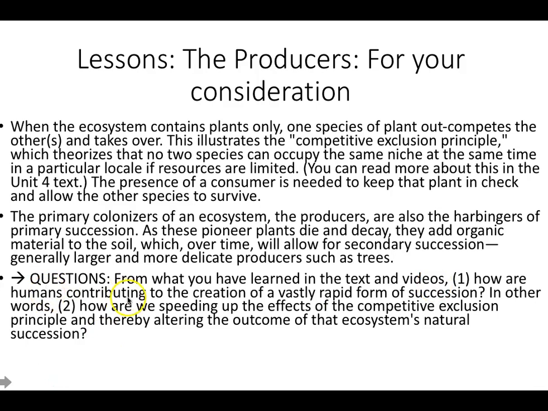How are humans contributing to the creation of a rapid form of succession? Think about farming. You can think about other examples. And then question 2 that I'd like you to answer is, how are we speeding up the effects of the competitive exclusion principle? One organism is being excluded by the other, and so one competes and survives and the other one dies, and thereby altering the outcome of that ecosystem's natural succession.